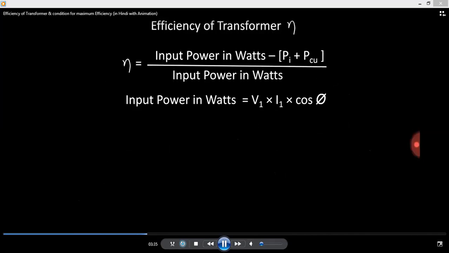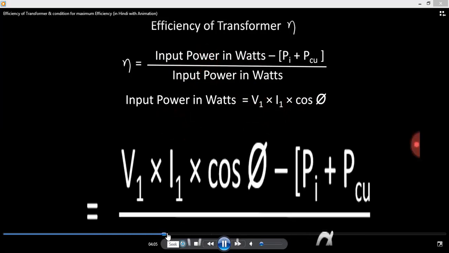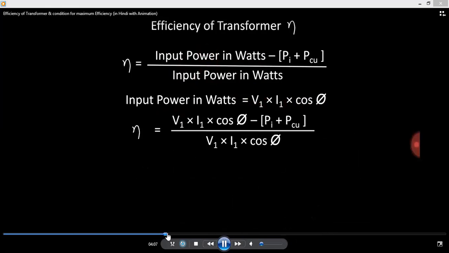As I mentioned, for the primary winding, V1 and I1 are the applied voltage and applied current. So input power in watts can be written as V1 I1 cos theta. Cos theta explains the power factor, the quality of power transfer from source to load. So the efficiency formula has V1 I1 cos theta. V1 I1 cos theta we can also call the VA rating.